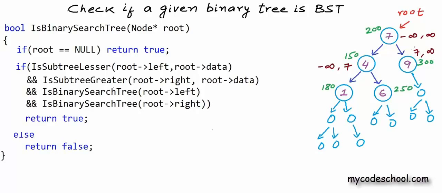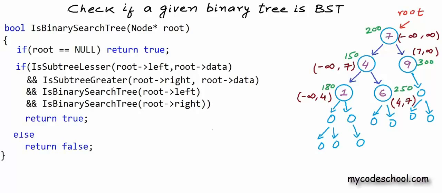7 is not included in the range. Data has to be strictly greater than 7. For this node at 180, the range will be -infinity to 4. For this node with value 6, lower bound will be 4 and upper bound would be 7.